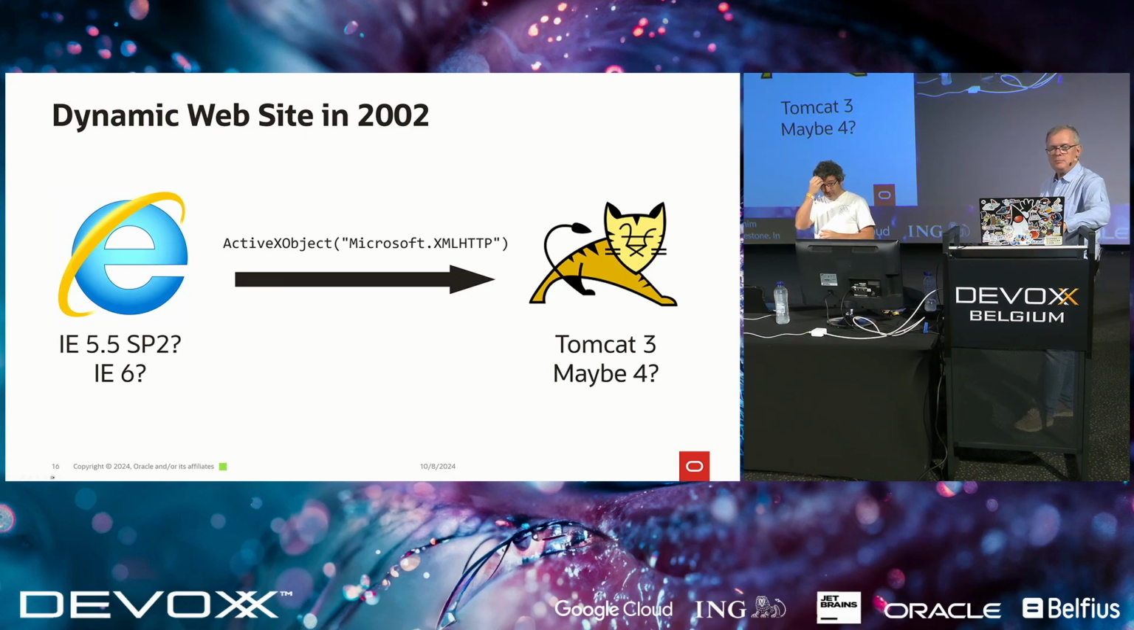So in 2002, we have obviously one browser. It's far simpler, apart from the fact that it's Internet Explorer.